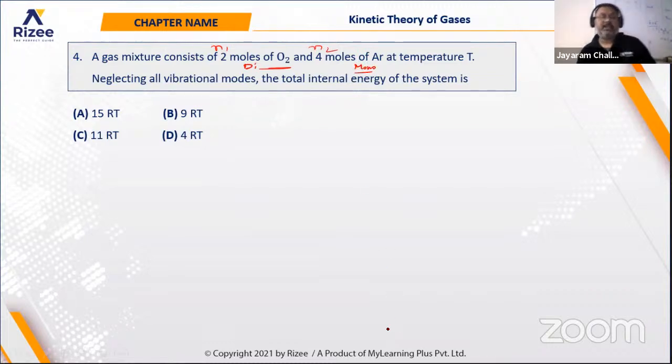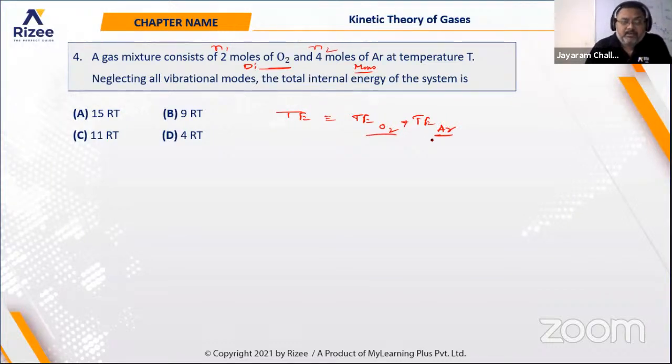So at temperature T, neglecting all vibrational modes, that means the total energy is distributed only in the translational kinetic energy and the rotational kinetic energy terms. Then he is asking what is the total internal energy. So total internal energy should be equal to the total energy of the oxygen plus the total energy of the other one, which is argon. So these are the two energies we need to identify.